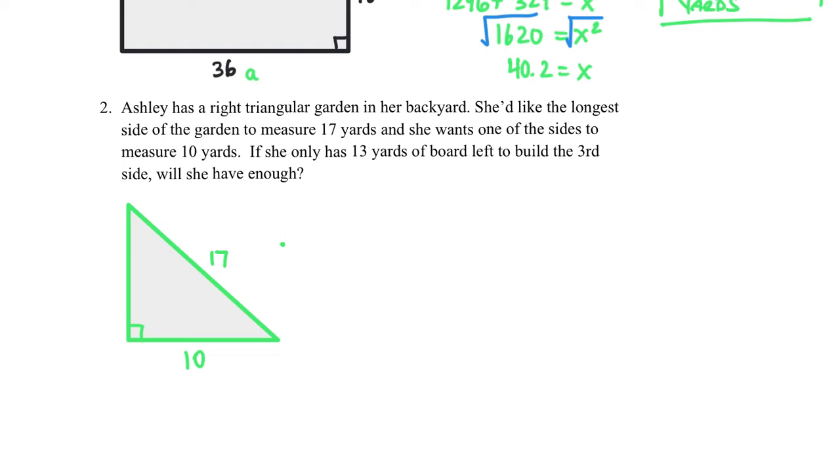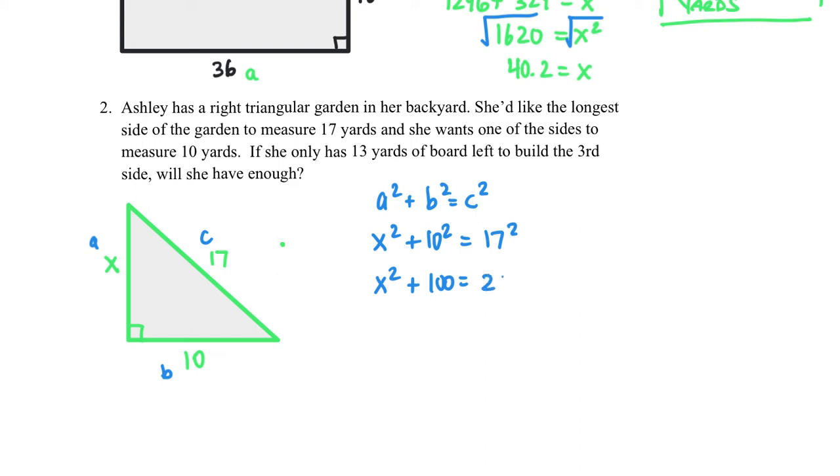So what this is asking us to figure out is, is this side right here going to be more than or less than 13? So we're going to start by Pythagorean theorem. I'm going to make this A, this is B, longest side is always C, the hypotenuse. We've got A squared plus B squared equals C squared. So we're going to have X squared plus 10 squared equals 17 squared. 10 squared is 100. 17 squared is 289. Subtract 100 from both sides.